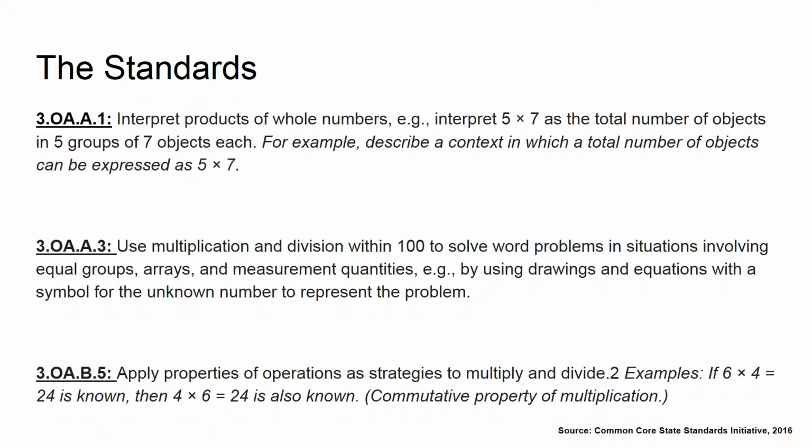So the commutative property of multiplication is covered through this B5 standard, which means that no matter what order a factor is in, the product stays the same. This allows students to be able to explain how they know their facts forwards and backwards. So it promotes fluency and gives them a strategy to be able to explain and understand.